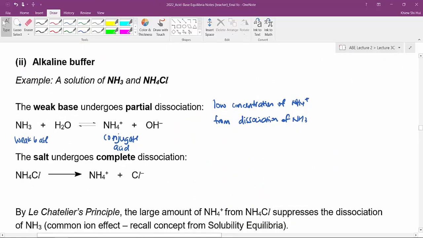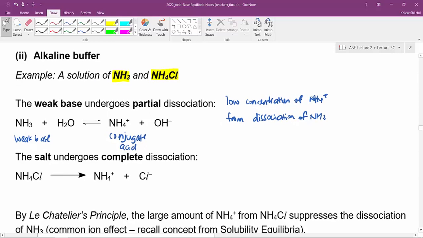Let's now look at the alkaline buffer. The example that we will look at is that of NH3 and NH4Cl. Just like a weak acid, the weak base undergoes partial dissociation represented by this equation, ammonia dissociating to form NH4+ and OH-. Again, note the use of a reversible arrow to represent the partial dissociation.